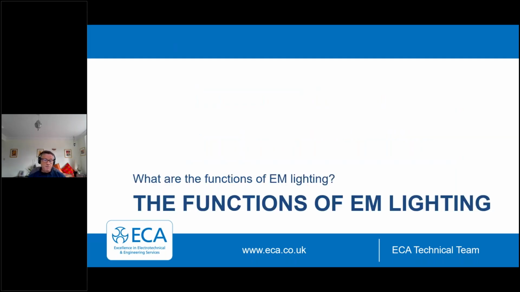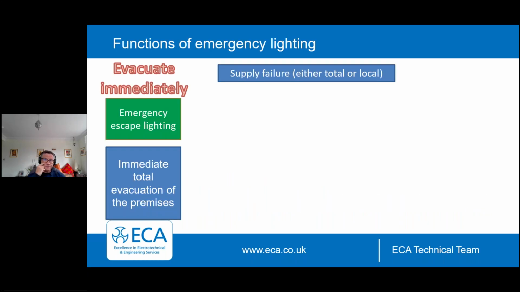Right, moving on to the functions of emergency lighting. There are a number of functions that we need emergency lighting to perform in the event of a power failure, of course. And the first one we're going to look at is if we have considered that, or we wish to evacuate the building immediately. And in that sort of situation, the emergency lighting that we're referring to would be emergency escape lighting, and this is where in the blue box underneath we would need immediate total evacuation of the premises.